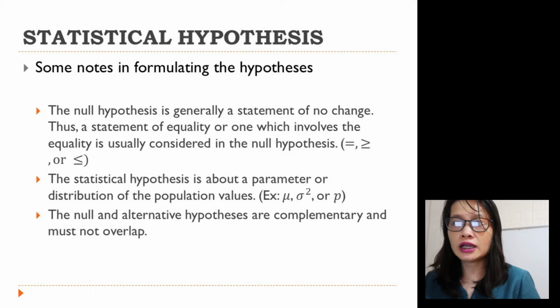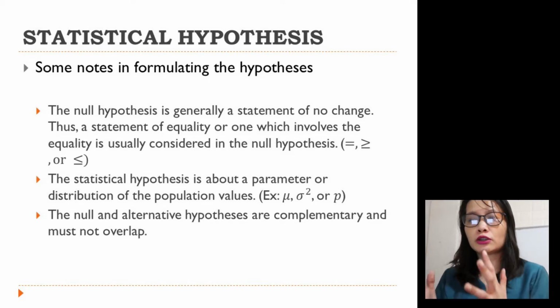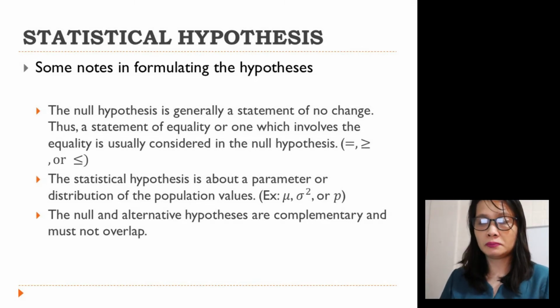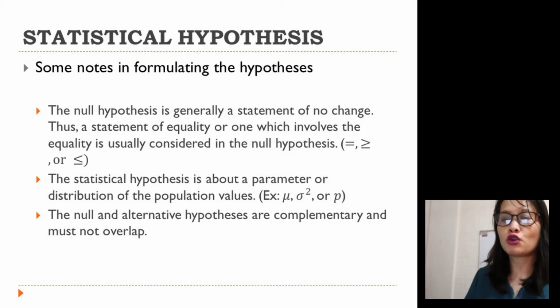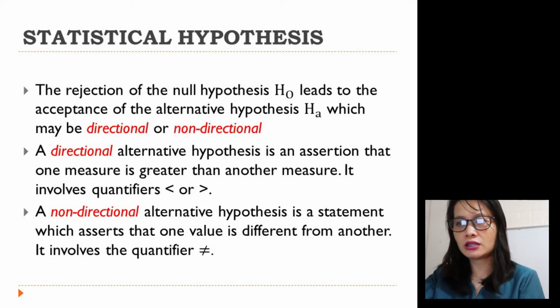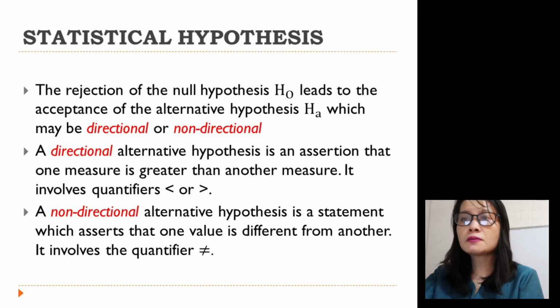And then the other one is the population proportion. Okay, next. Null and alternative hypotheses are complementary and must not overlap. The rejection of the null hypothesis, which is denoted by H sub O, leads to the acceptance of the alternative hypothesis, which may be directional or non-directional.